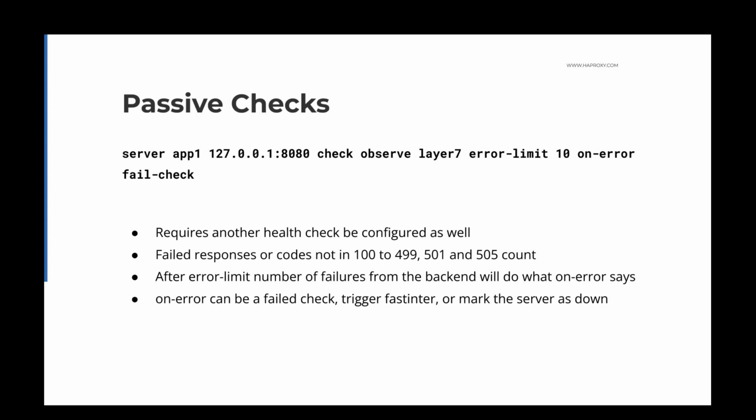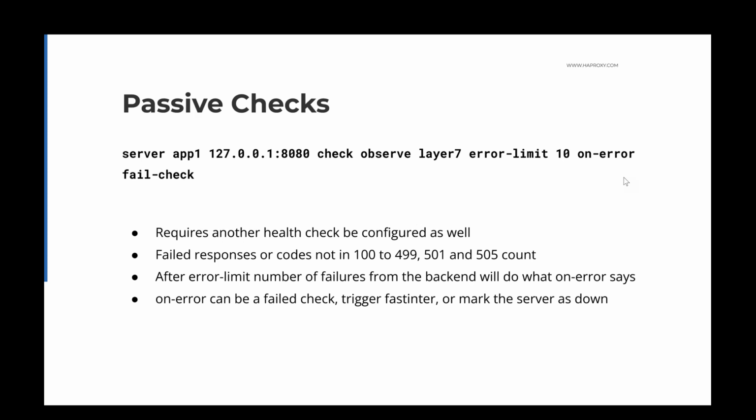So you can tell it to observe layer 7 or layer 4. Layer 7 will look at the response codes that clients are getting from the backend. Observe layer 4 just makes sure that the TCP connection, or SSL if it's negotiating SSL with the backend, passes. And then you specify error limit, which tells it how many consecutive errors from backend responses are considered unhealthy. So if you have 500 responses, then you get a 200 response and 500 responses, that would not trigger this error limit, but if you get 10 in a row, it will.